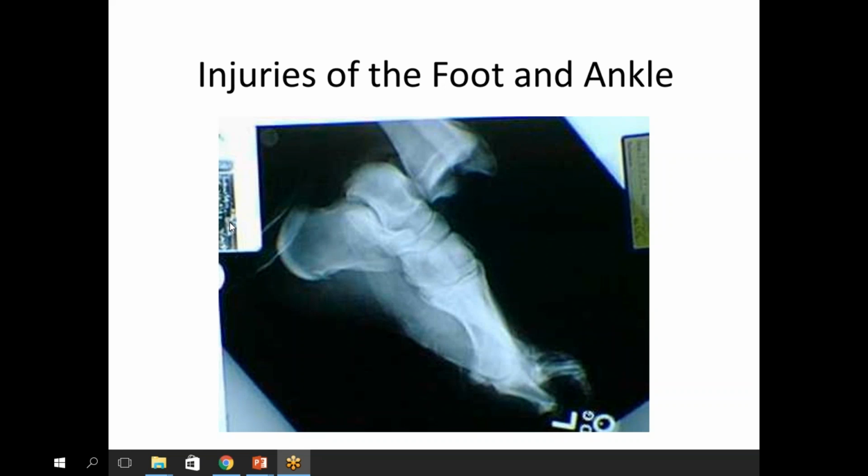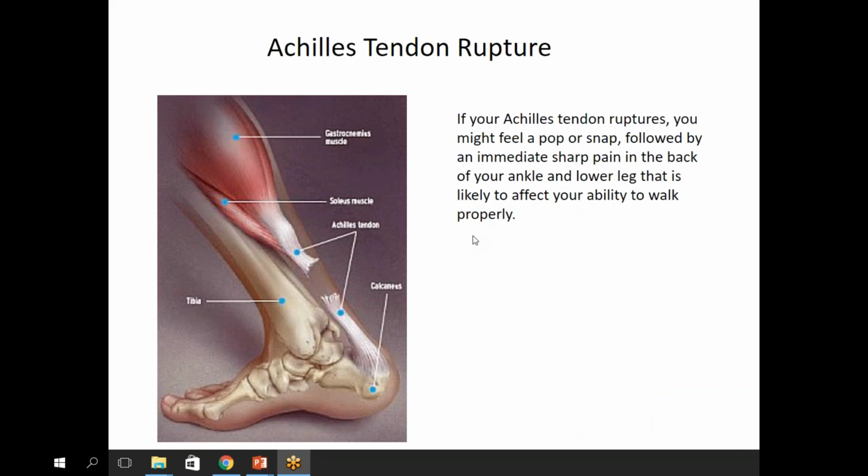Injuries of the foot. Obviously, we didn't take x-ray in massage school, but you guys should be able to tell. That's the leg bone. That would be the talus and the calcaneus, and that is not supposed to connect like that, right? So we have a severe anterior dislocation of this.